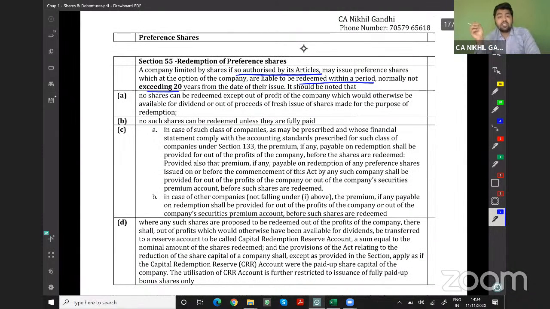No shares shall be redeemed except out of profits of the company which would otherwise be available for dividend, or out of proceeds of a fresh issue made for the purpose of redemption. Means your source of redemption will be out of the profits of the company or out of the proceeds of a fresh issue of shares made for the purpose of redemption. No such shares shall be redeemed unless they are fully paid up. Same conditions which we have seen in buyback.